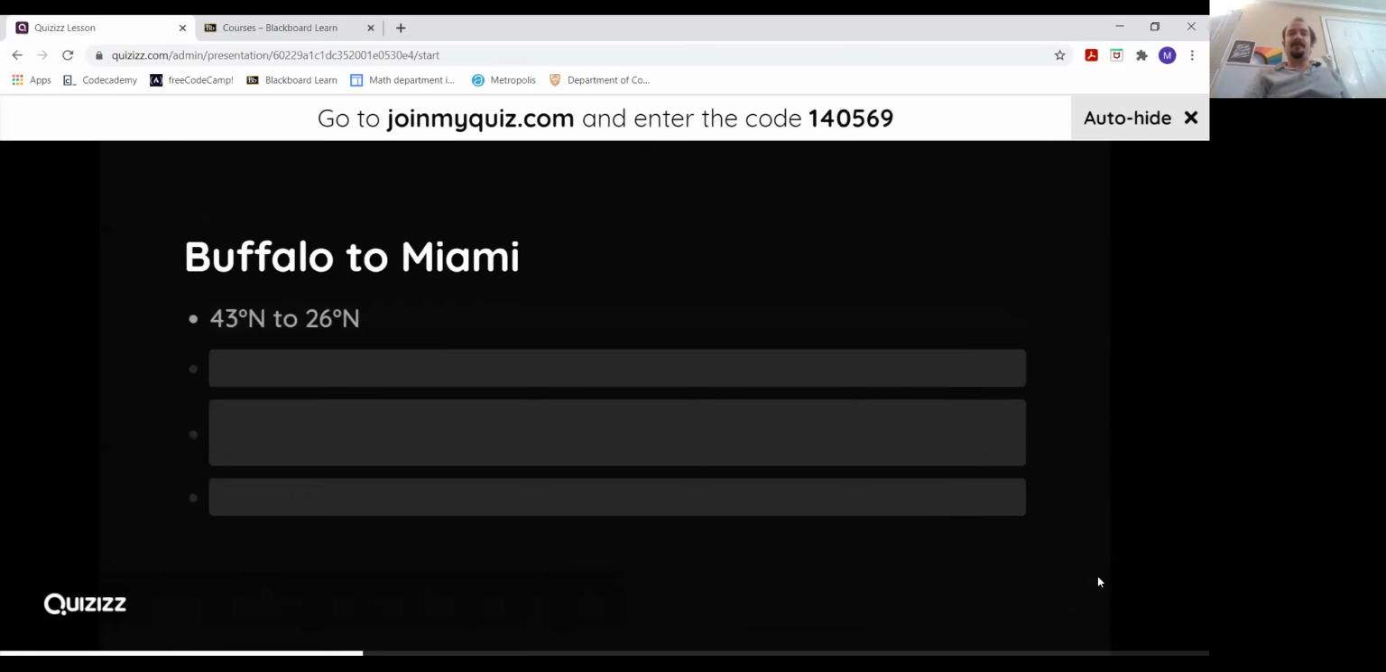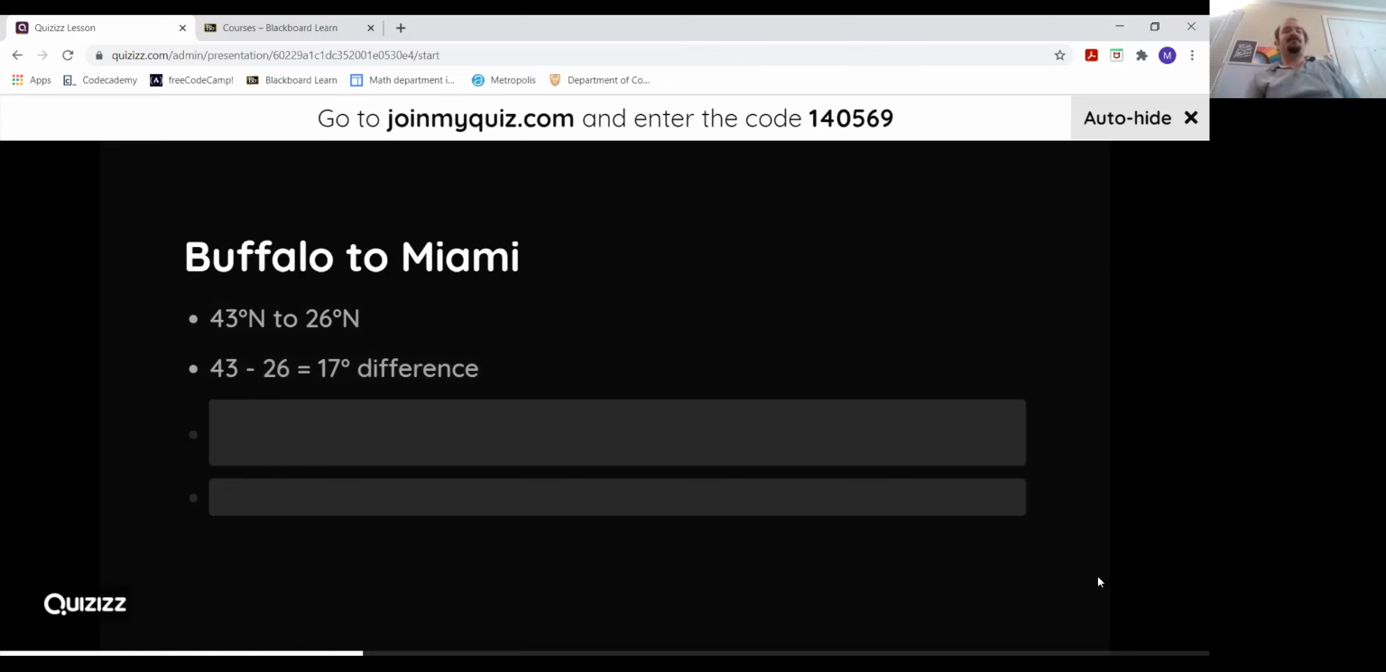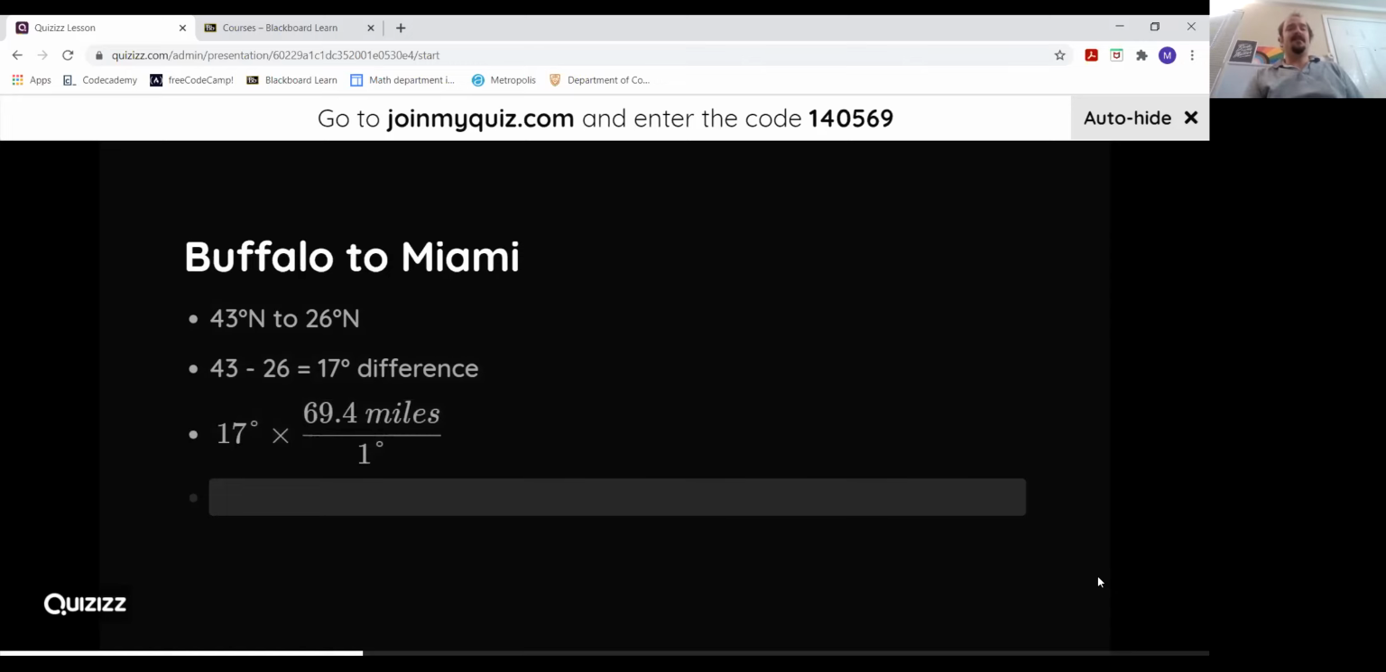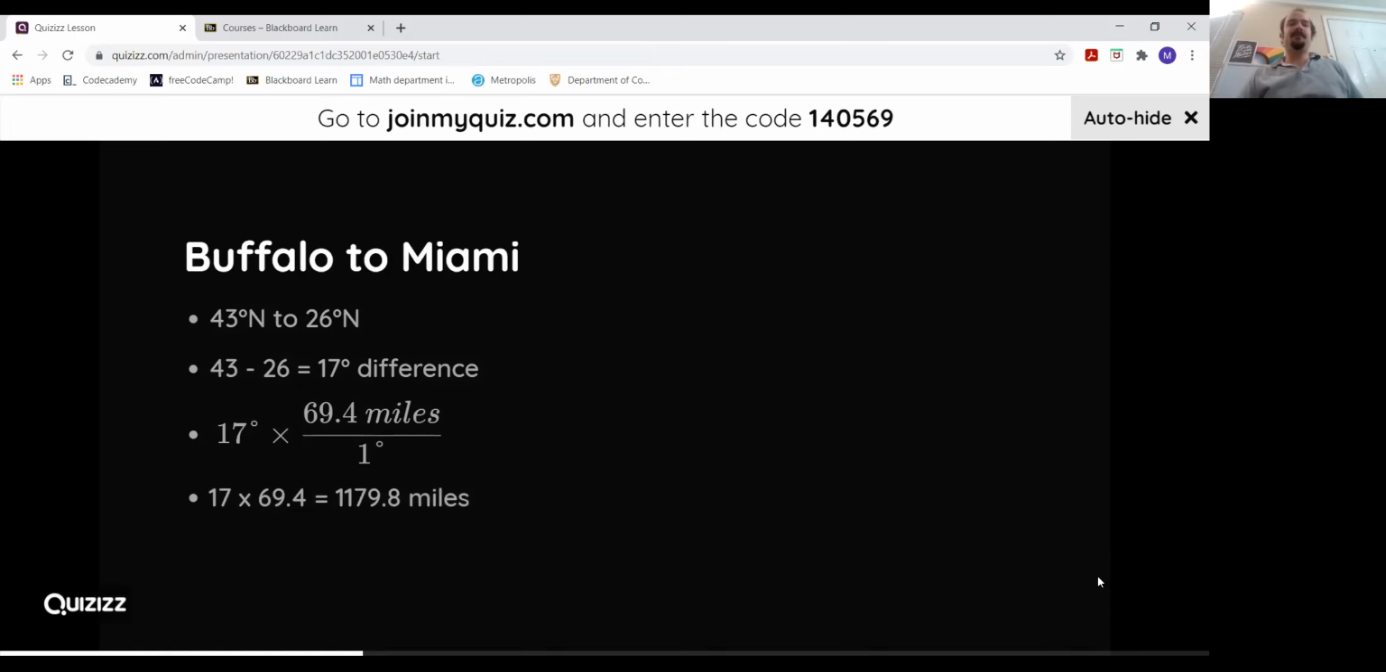All right, so going from Buffalo to Miami, we are going from 43 to 26. So if you subtract those two, you're getting 17 degrees. That is a difference in there. And then if you multiply that by 69.4, because we have 69.4 for every 1 degree, you are going to get the 1179.8 that you're getting.